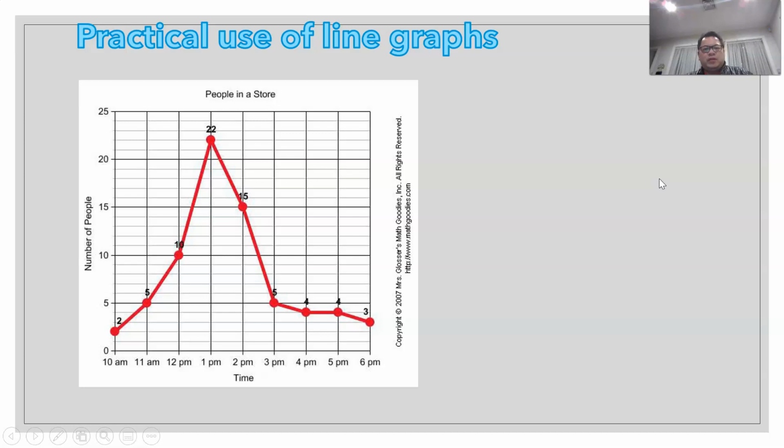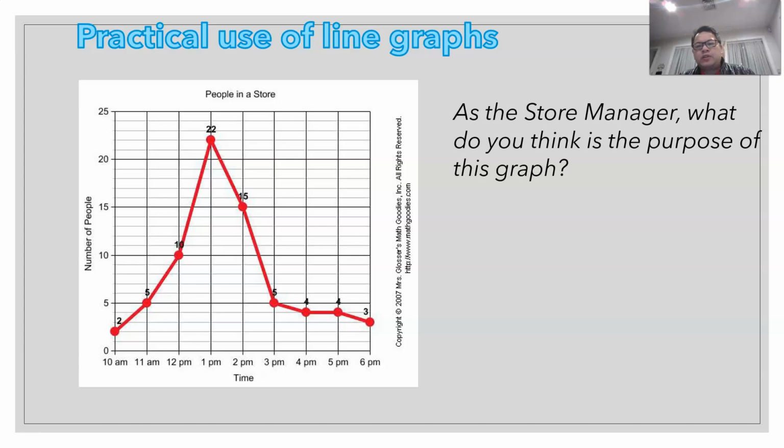What about this? You have a line graph here talking about the number of people in a store at different times from 10 o'clock to 6 p.m. Imagine you are a store manager. Ponder over it. If you are a store manager, what do you think you will use this graph for? Think carefully.